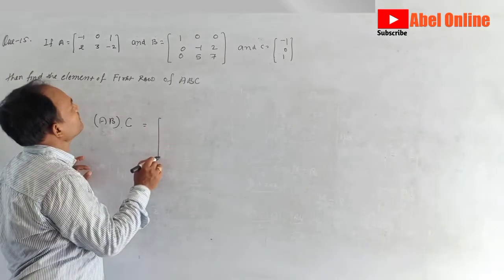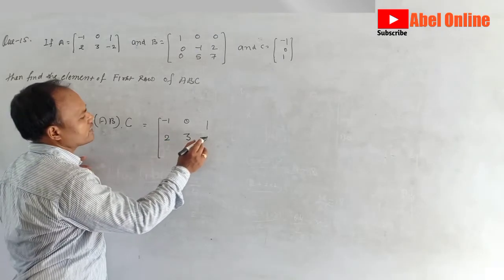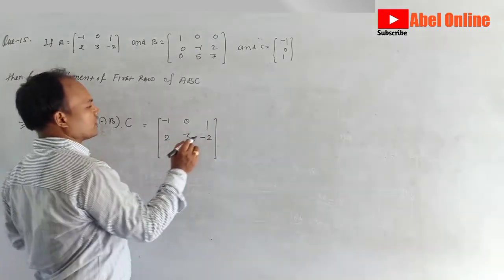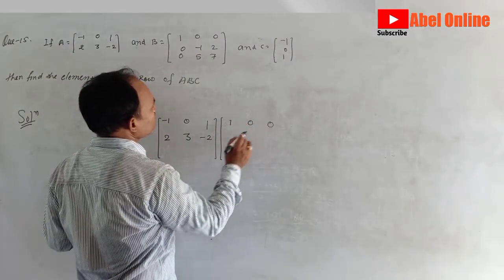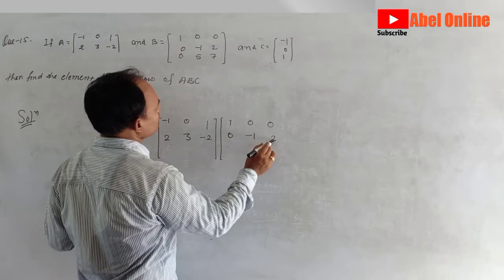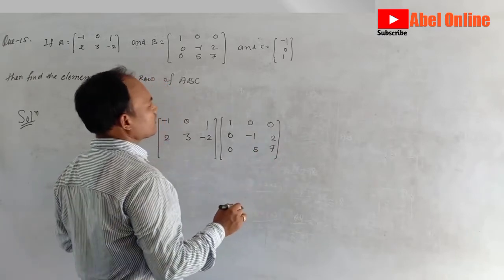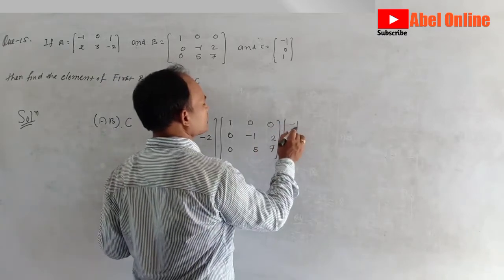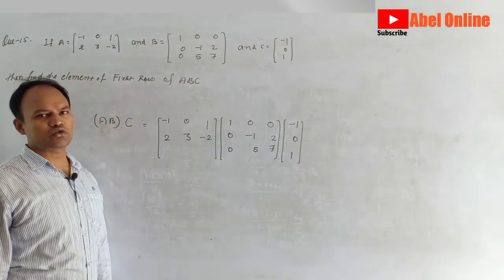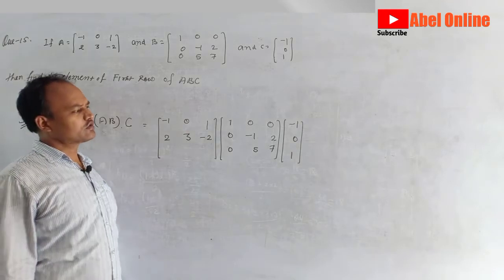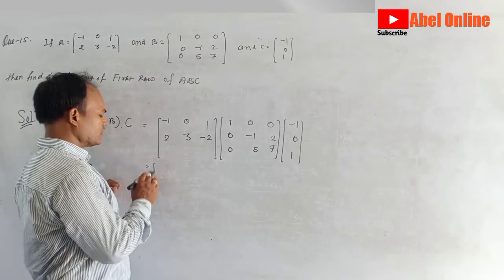So this is the solution, AB multiplied by C. What is A? A means it is -1, 0, 1, 2, 3, -2, multiplied by 1, 0, 0, 0, -1, 2, 0, 5, 7. And it is just multiplied by -1, 0, and 1. So we have to find the value of ABC. It is not difficult to find, but we have to construct the question very well.